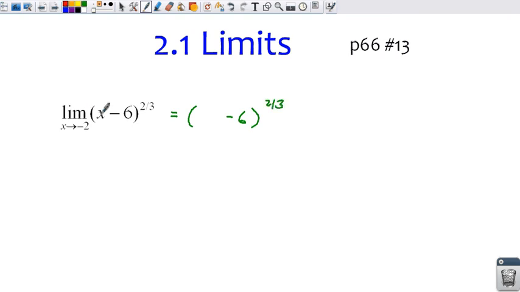We're going to replace x with negative 2, and then when we compute, we get negative 2 minus 6, which is negative 8. And so we need to know, what is negative 8 to the power of 2/3? Well, one of the rules of exponents that we know is this one right here.